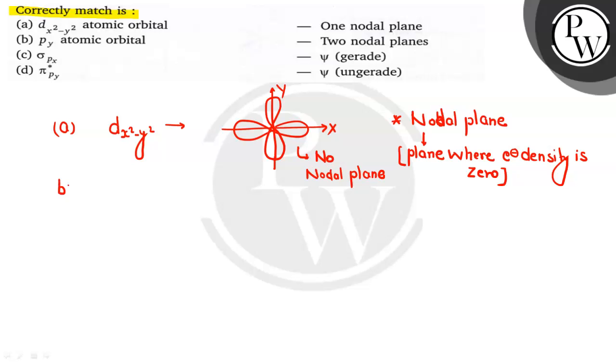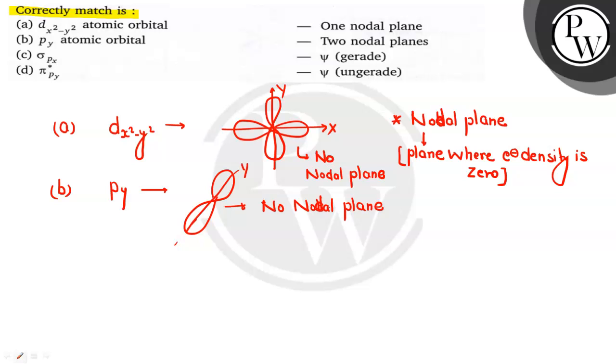Coming to the second option, that is option number B, which is py atomic orbital. पी वाई एटॉमिक ऑर्बिटल अगर यहाँ पे draw करा जाए तो py हमारा similar to like this होता है, where this is the y axis. Again we can see there is no nodal plane because all the electrons are there in the y axis. So there will be no nodal plane again. That means this is also false.